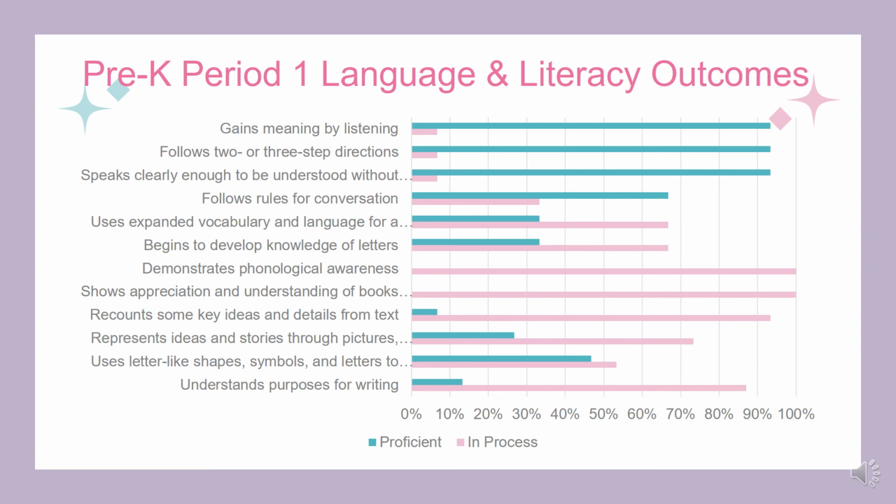If you look at phonological awareness, appreciation and understanding of books and stories, we have 100% of our children in process. So that's great. But we may want to look at those and say, okay, how can we help children to become proficient in these areas? We don't see any other areas without any children who are proficient. So when you are looking at your actual outcomes for your classroom, take a look at those two in particular. See where your kiddos are and see where you could possibly take them.